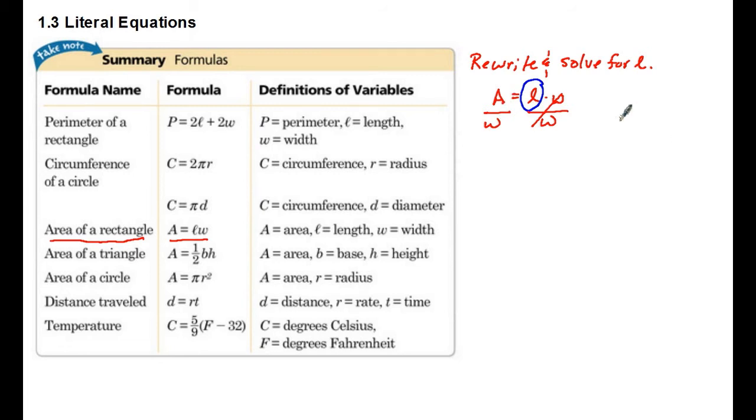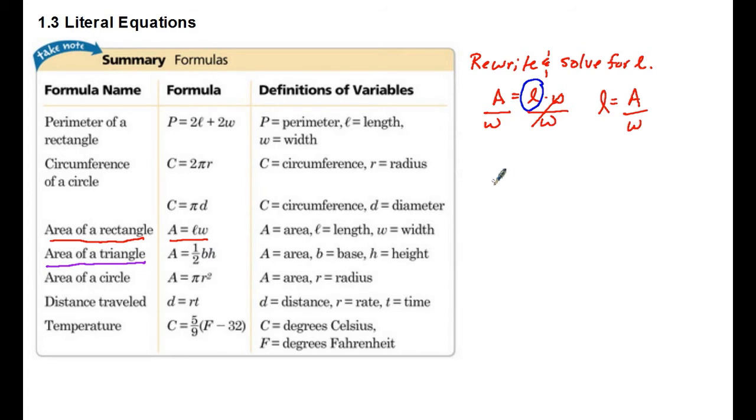So I'm just going to rewrite this as L equals area divided by W. So we rewrote this and solved for the value of L. So L equals area divided by the width. Now let's look at another example. Let's say I choose this formula right here. Area of a triangle, which is A equals 1/2 base times height.